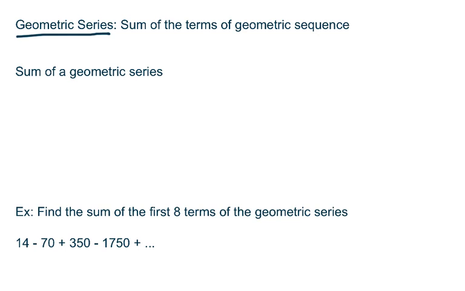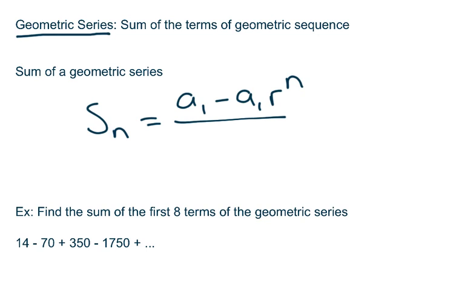So if we're looking for the sum of all the terms of a series, then it might be a little difficult. But if we're looking for the sum of the first 10 terms or the first 8 terms, like you can see here on the screen, then it's something we can do. The formula for a sum of a geometric series, just like with arithmetic series, S sub n is equal to, here's your formula, a sub 1, so the first term, minus a sub 1 times r to the n power, all over 1 minus r.